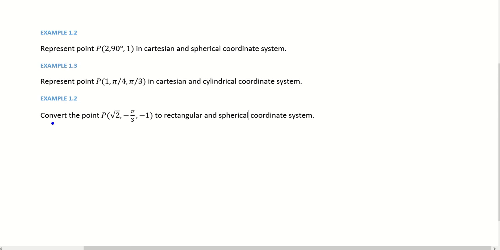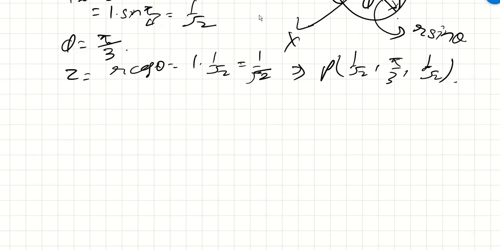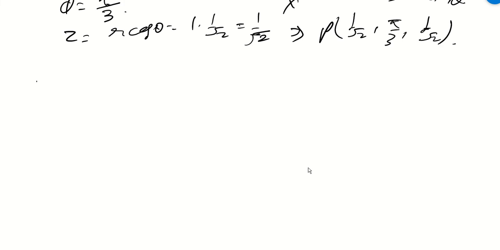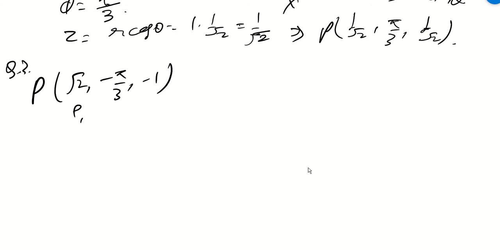Now we have taken one more example. We have to convert this particular point into rectangular and spherical coordinates: root 2, minus pi by 3, minus 1. So let's take this example. P as root 2, minus pi by 3, minus 1. What can you infer from this? This is actually rho, phi, and z. So this is cylindrical. From cylindrical we have to convert this to Cartesian.